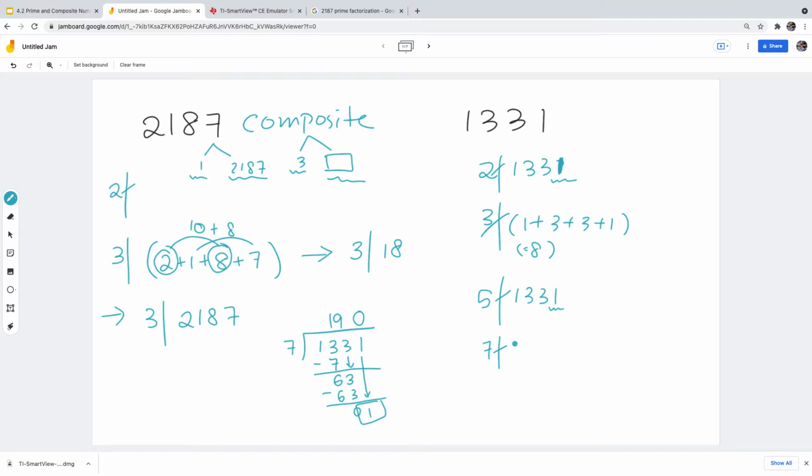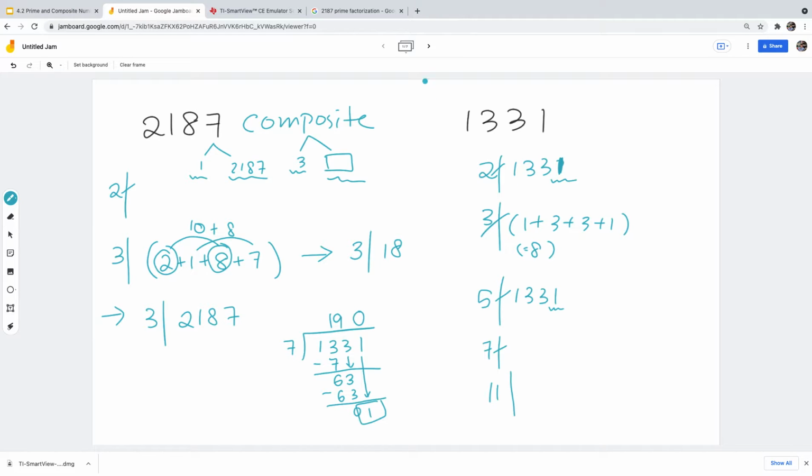So no, it's not divisible by 7. What's the next number? Next prime number? Not 9, because 9 has 3 as another factor. So the next one is, yes, 11. Does anybody remember the divisibility test of 11?